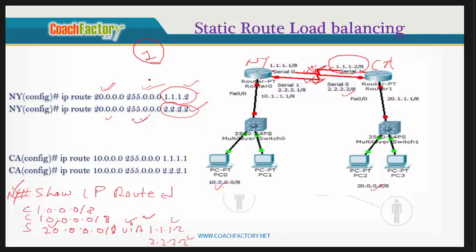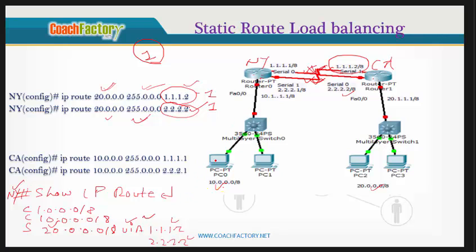In this case, we are using the same static way of configuring routing. That's why both have the same administrative distance number. So it is using both connections as a best path.